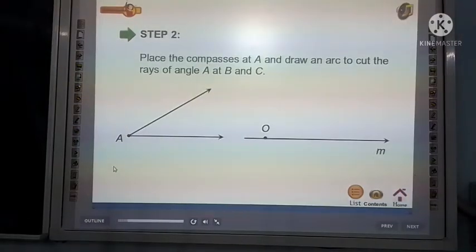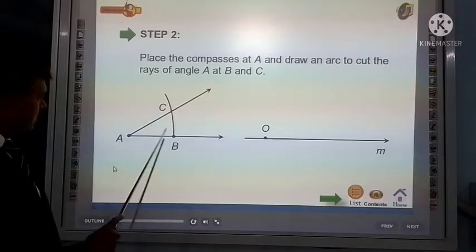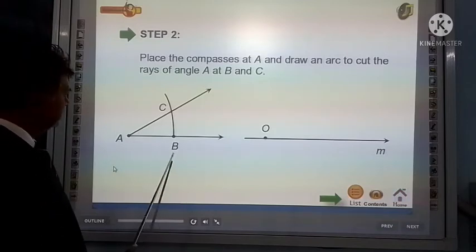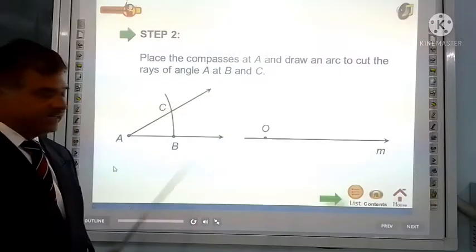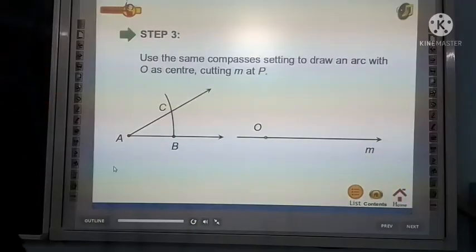Step 2. Place the compasses at A and draw an arc to cut the rays of angle A at B and C. Cut an arc of any radius from A to the points B and C. Same construction at point O. Step 3. Use the same compass setting to draw an arc with O as center, cutting N and P.